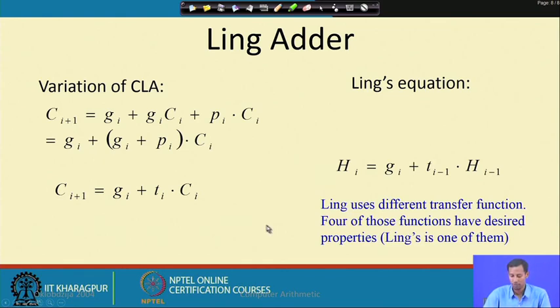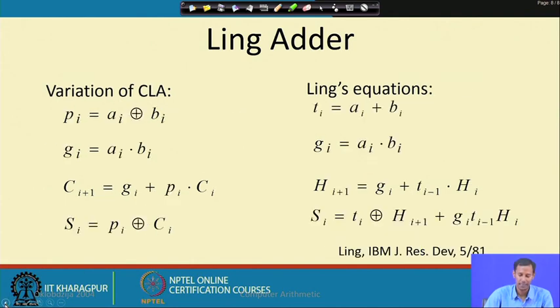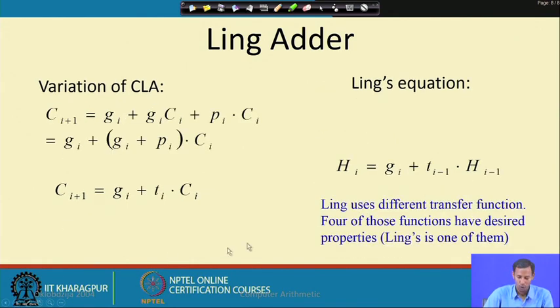Then what is the function of this? The variation of CLA is Ci plus 1 equals Gi plus Pi dot Ci. So, if I write it in these terms, Gi plus Pi is Ti. And according to this Ling equation, Hi can be written as Gi plus Ti minus 1 dot Hi minus 1.